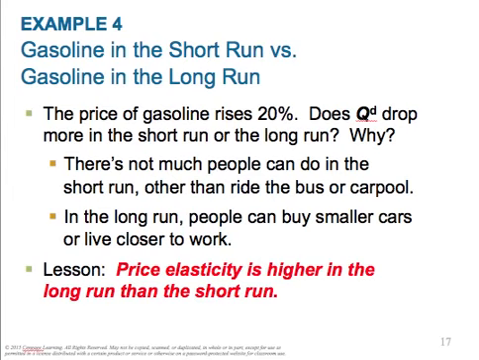In the long run, people can buy smaller cars or live closer to work. It takes a while to sell your house and move closer perhaps to work or to school. To come up with other alternatives like saving up to buy a hybrid, that's more of a long run deal. Therefore, the lesson here is price elasticity is higher in the long run than it is in the short run. That's pretty much true of anything. In the long run, everything's variable. In the short run, there are some things that are just fixed costs and fixed investments.